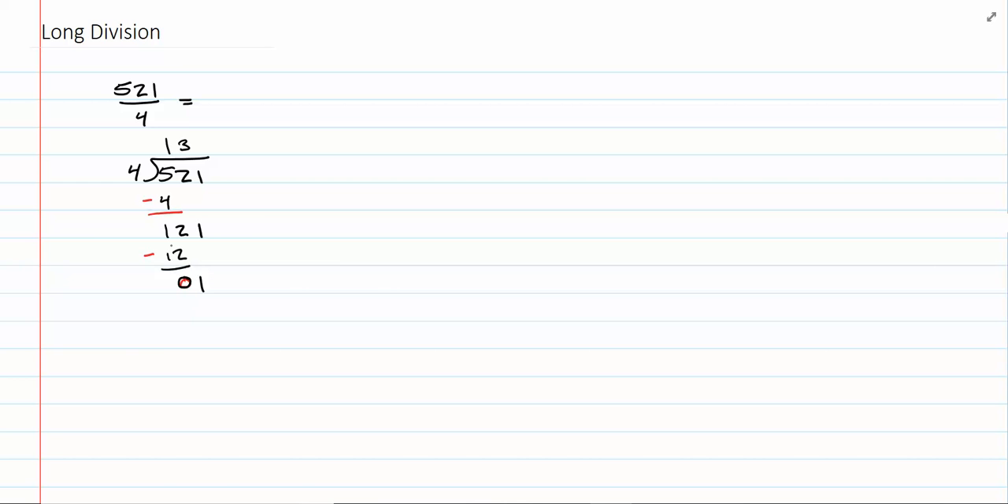How many times does 4 go into 1? 0 times. 0 times 4 is 0. I subtract. 1 minus 0 is 1. And at this point, I have nothing more to drop down. I am done. The 1 is called the remainder. And the 130 is called the quotient.